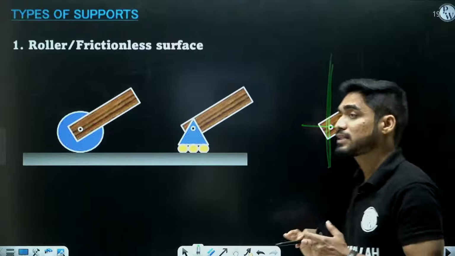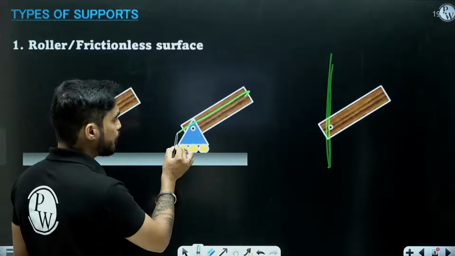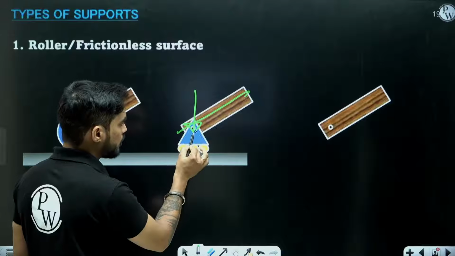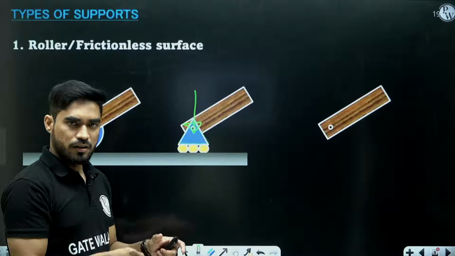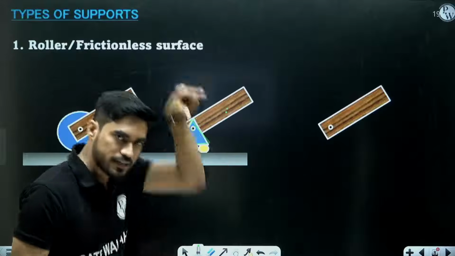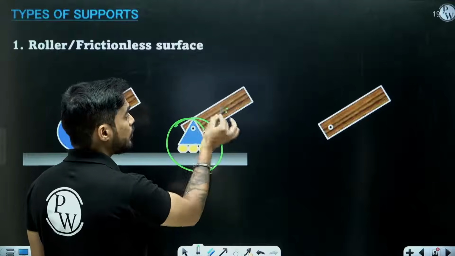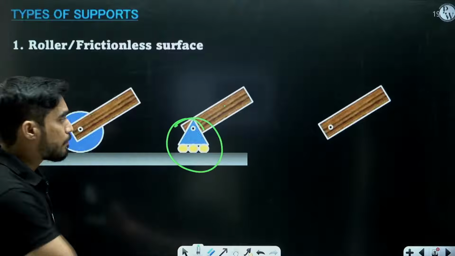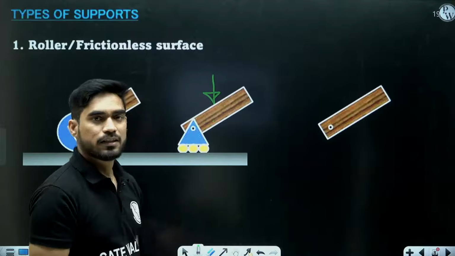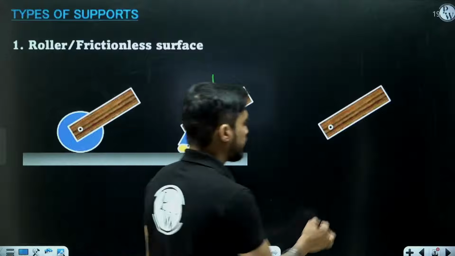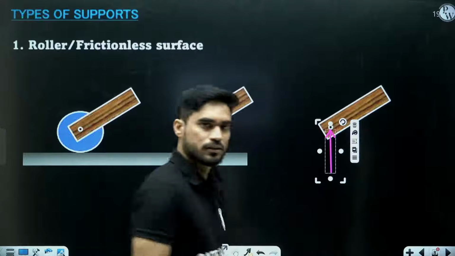In Y direction, what is happening? In Y direction, this body is applying a downward force on this support because it is trying to move, right? Due to the weight of the body, it is trying to move downward. But the support is not allowing the body to move downward. So the body is applying a downward force on the support. In return, the support will apply an upward force on the body, right?